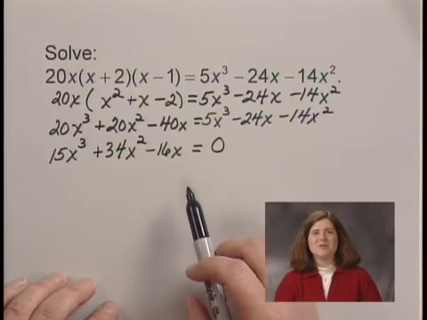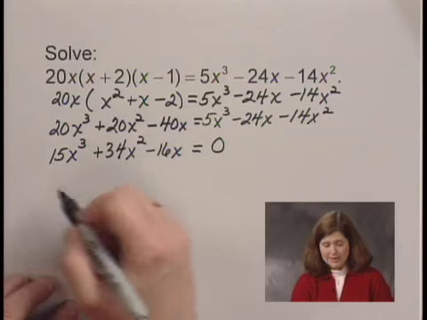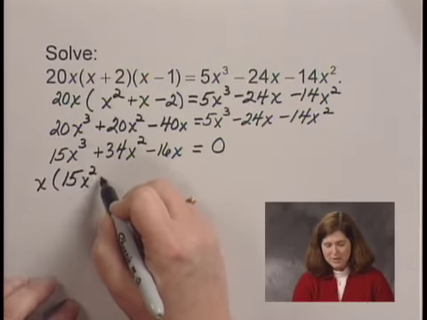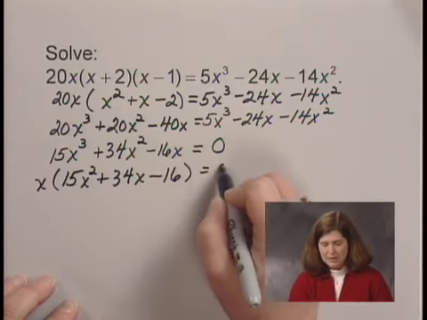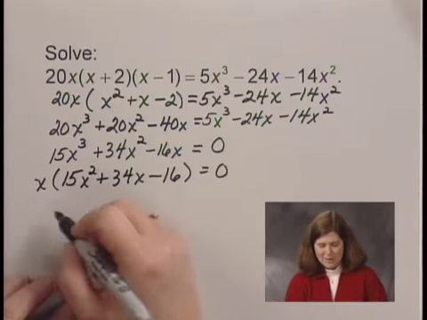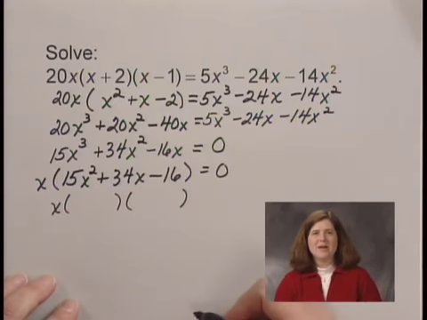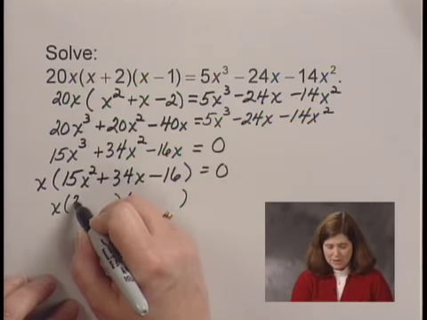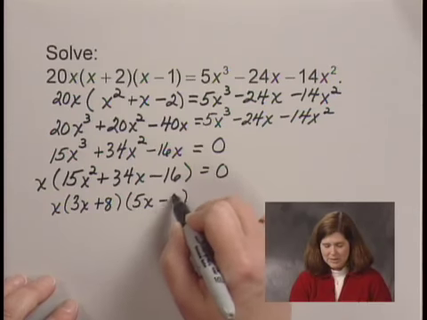Now I use the principle of zero products, which means I need to factor. So I start by factoring out the common factor x. I write x, and that would be x times (15x squared plus 34x minus 16). And that equals 0. And now I need to factor this trinomial. It factors into two binomial factors, and I might need to use some trial and error or the AC method in order to factor this. And it would factor into (3x plus 8) times (5x minus 2).